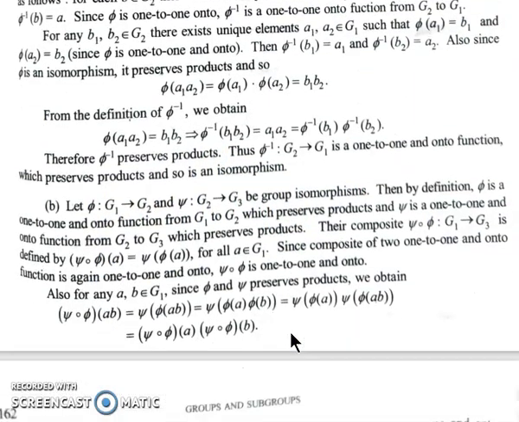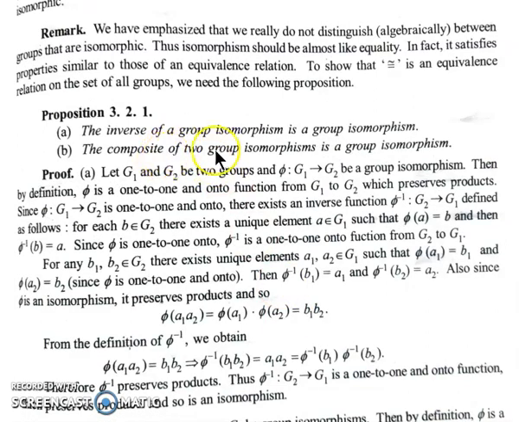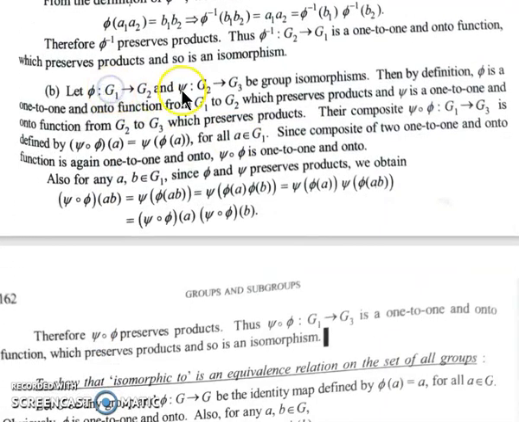Now, next the B part. For the B part, we have to prove the composite of two group isomorphisms is a group isomorphism. For that, consider phi from G1 to G2 and psi from G2 to G3 to be two group isomorphisms. As phi is from G1 to G2 and psi is from G2 to G3, we can consider the composition psi composition phi, which is from G1 to G3. Given phi and psi are isomorphisms, we have to prove psi composition phi is an isomorphism.